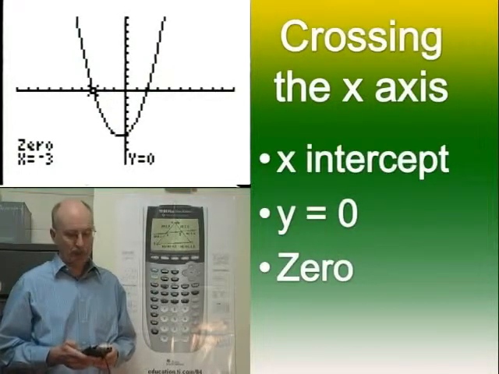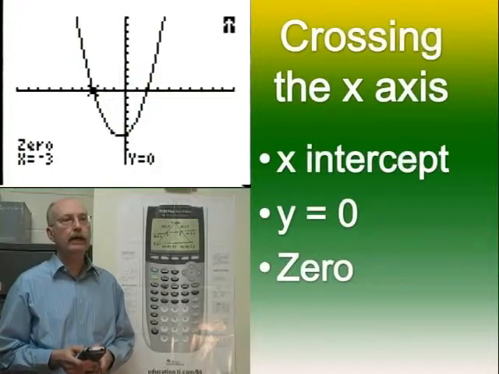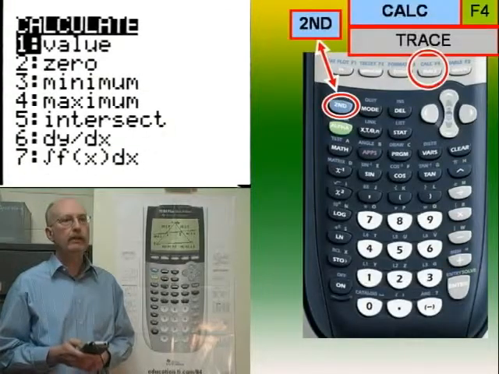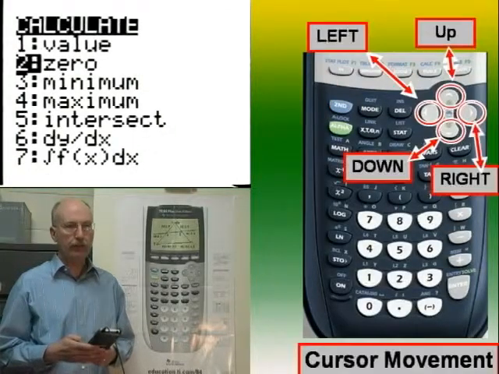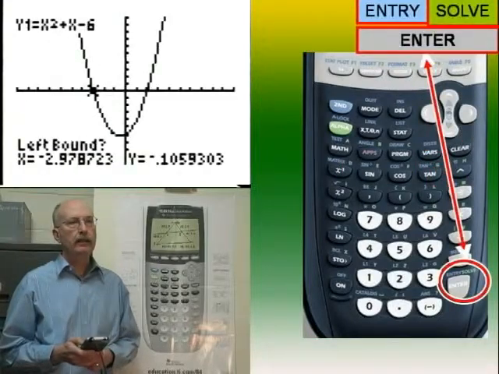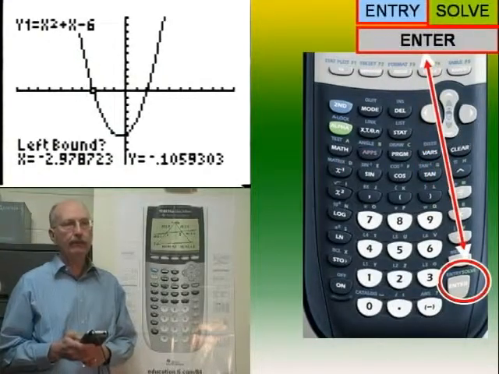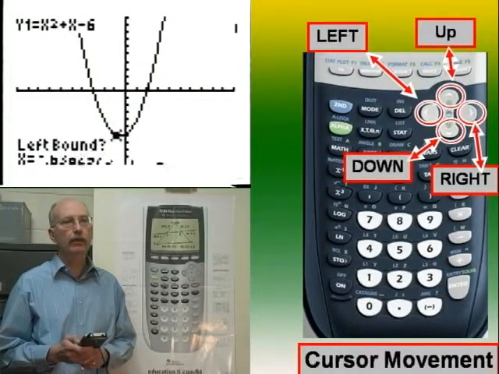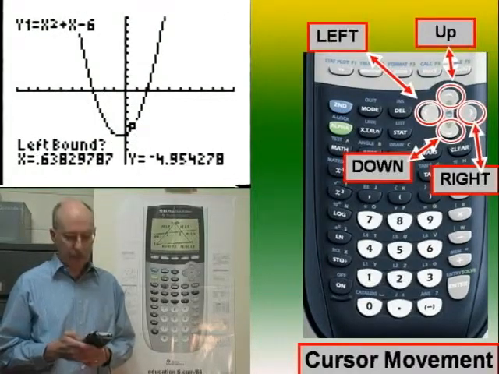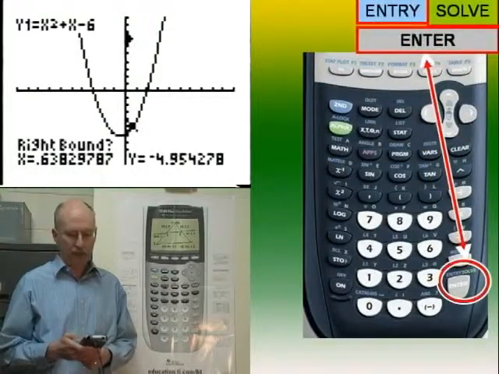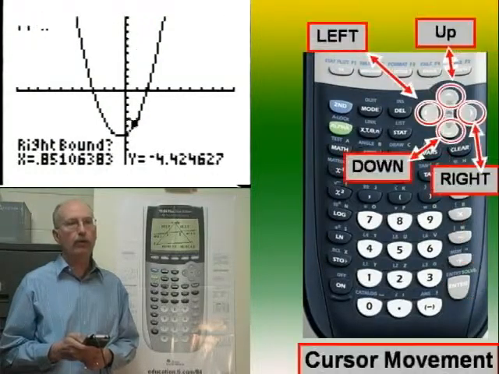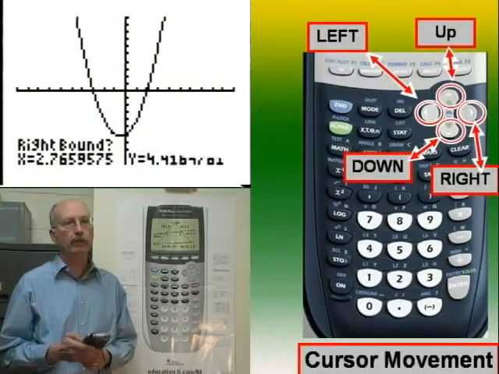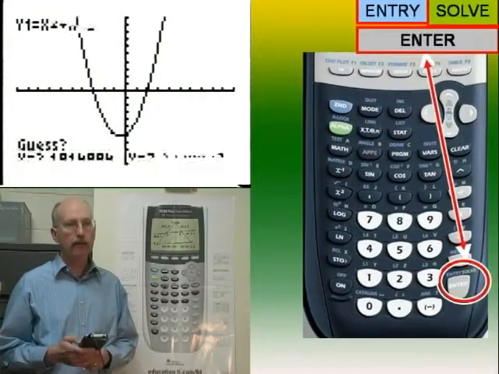Let's do it. We're going to hit second calc. We want to hit the value 0. This time I'm going to scroll down to zero and press enter. It's asking, are we on the left side of it? We're going to use the left key, or the right-hand key, to move over a little bit to the right. And yes, we're on the left-hand side of it, so we'll press enter. And now we're going to move further to the right, so we're on the right-hand side of the zero. And we'll hit enter again.